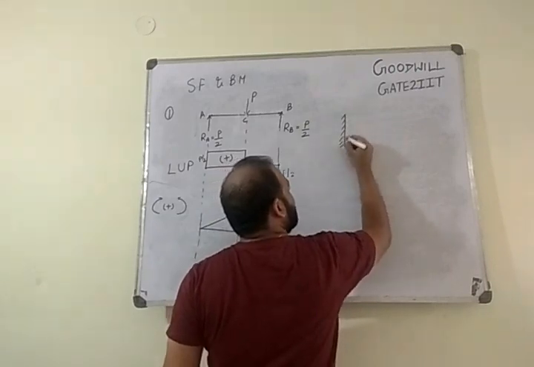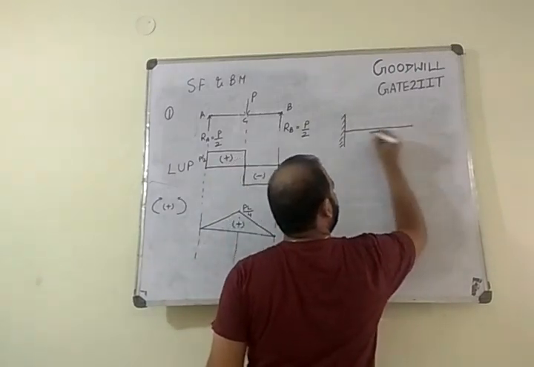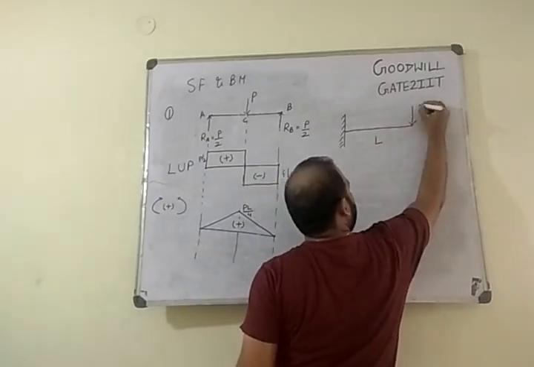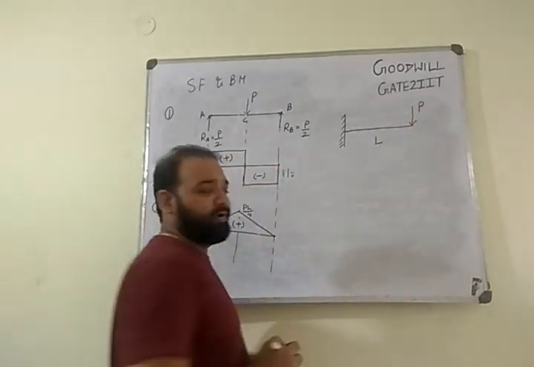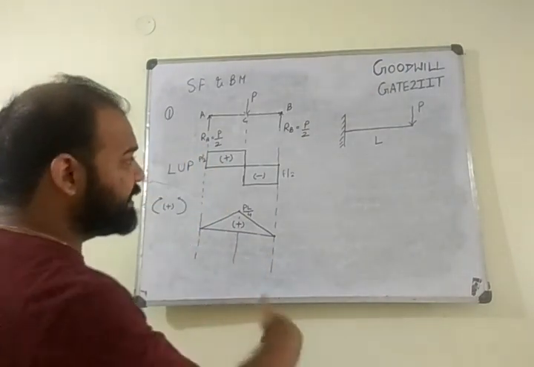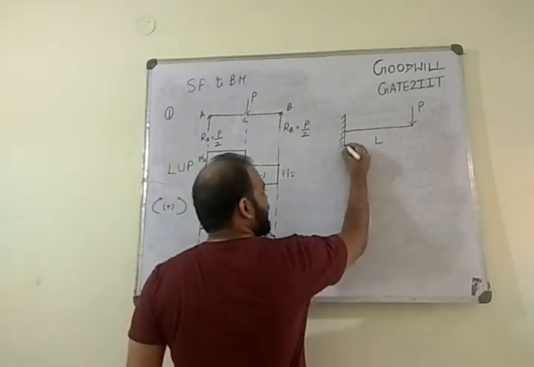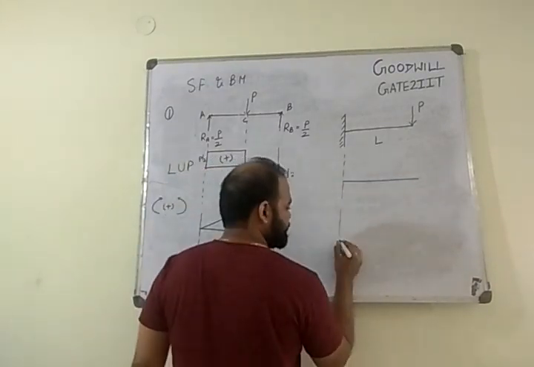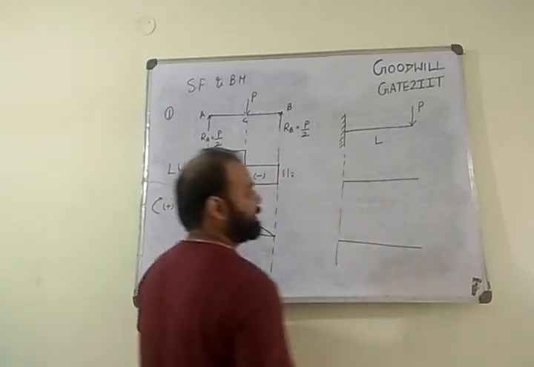Let's say you have a cantilever beam of length L, and in this cantilever beam I am applying a load P. What is the corresponding shear force and bending moment diagram? I don't want to solve the numerical, I just quickly want to predict the behavior. Alright, so I'll do the same thing. I'll draw this line. This is my shear force datum, this is my bending moment diagram datum.